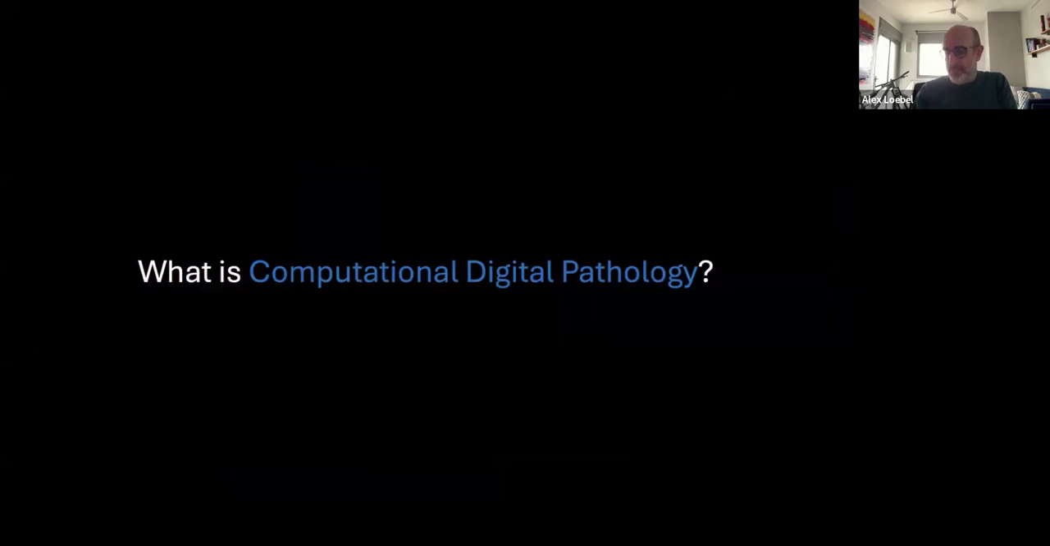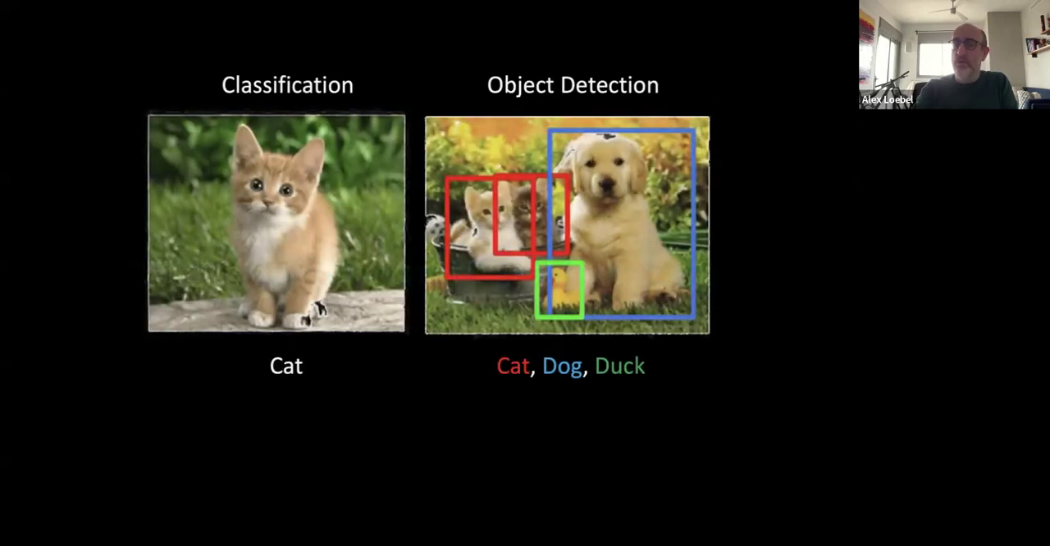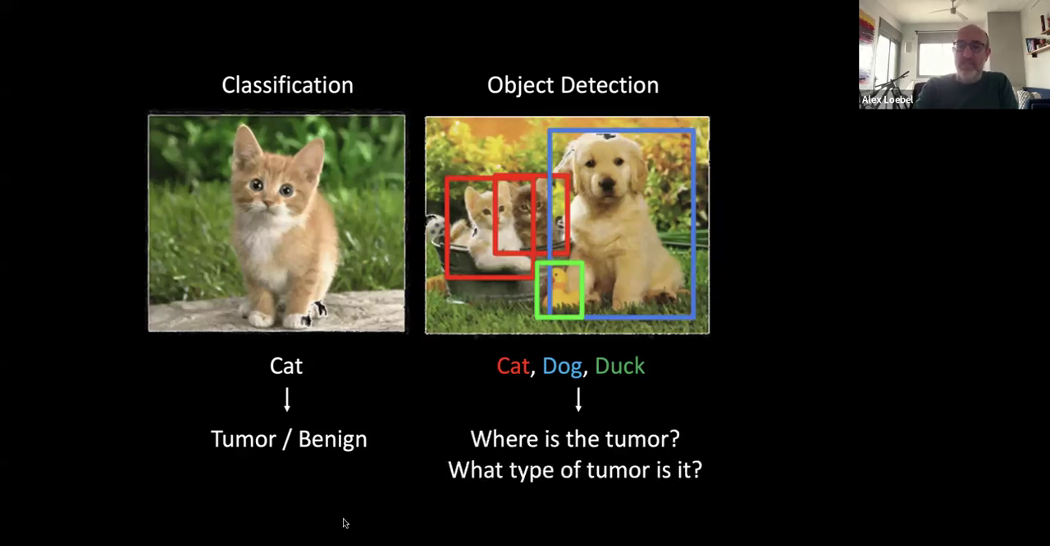Now, what is computational digital pathology? So we all know that we have models today that can look at pictures of cats and dogs and tell you if it's a cat and where the cat or the dog is inside of the image. So this is more like a classification task, whether the image of the tissue that you're looking at is malignant or benign. I should say malignant or benign, not tumor or benign. And then the other kind of question is, where is the tumor and what type of tumor is it?